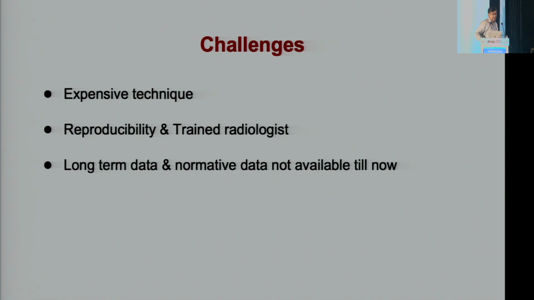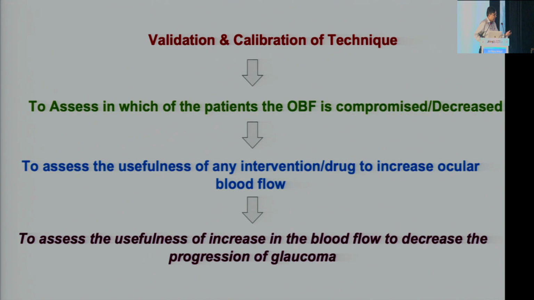So definitely all of these, whatever we talked about, the OCT angiography, the ocular Doppler, are expensive techniques, and you need a reproducibility-trained radiologist. And definitely costly machines, the ocular Doppler and the OCT angiography are costly, and we do not have long-term data and normative data right now. Sir, can I have 1 minute, please?